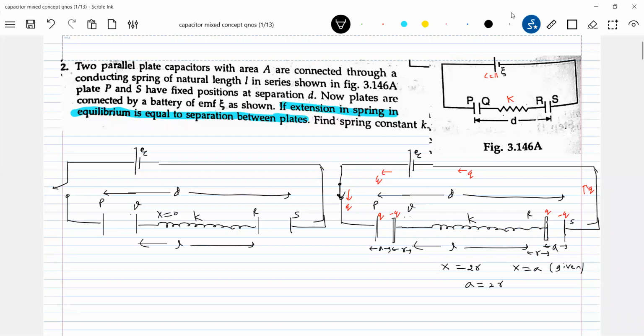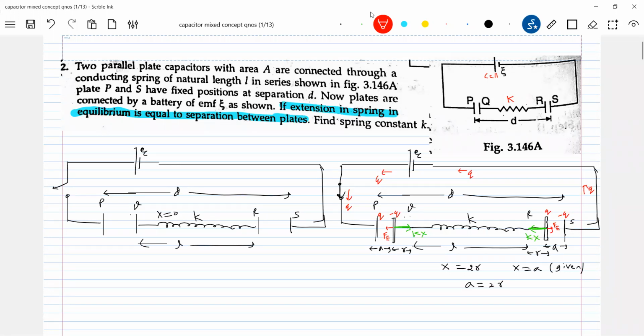So what actually happens here? There will be a spring force acting like this, Kx. On the other side there will be electrostatic force. Similarly, on the other plate also the force should act. I'm just showing only the plates R and Q. The other plate will be fixed rigidly to something, so let's not bother about it.